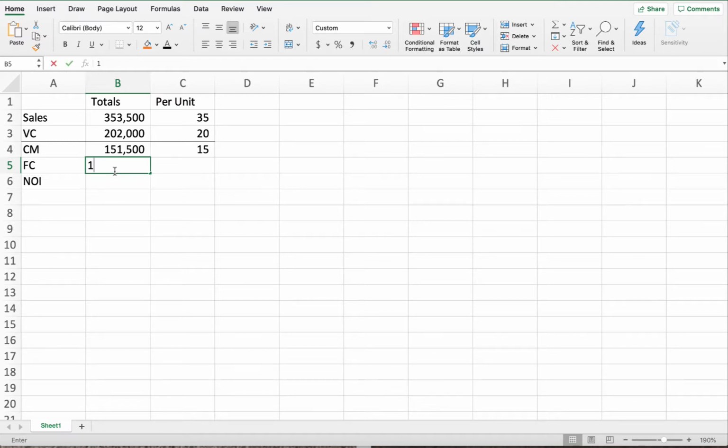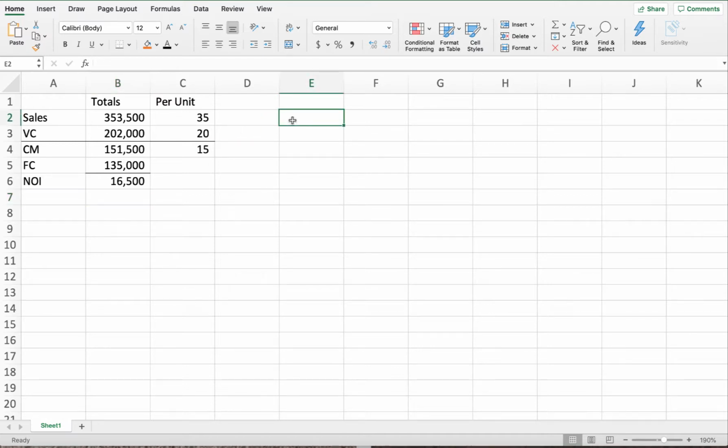So now I need to subtract out my fixed expenses. Well, fixed expenses didn't change. They're still $135,000. So what is my new net operating income? CM minus fixed costs, which is cell reference B5 here. I get $16,500. Now, I could have gotten the same thing by looking at the change in the contribution margin, right? So this is number one.